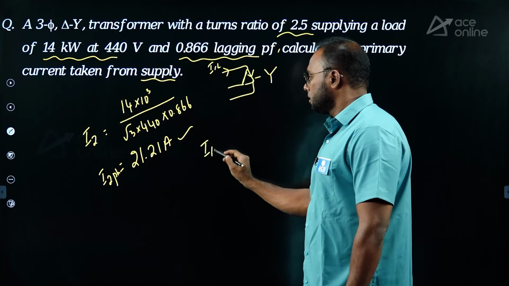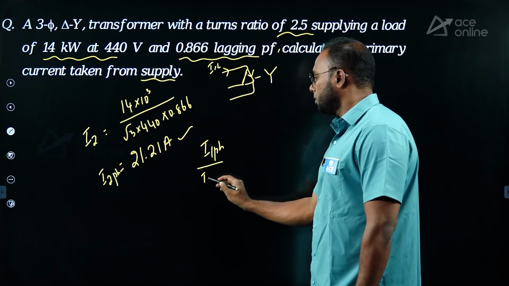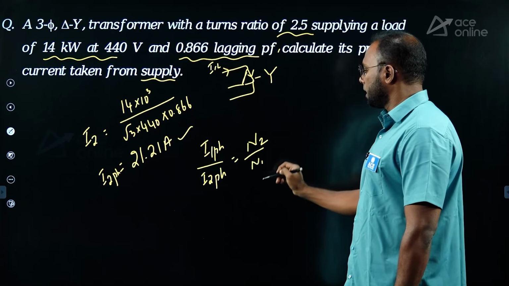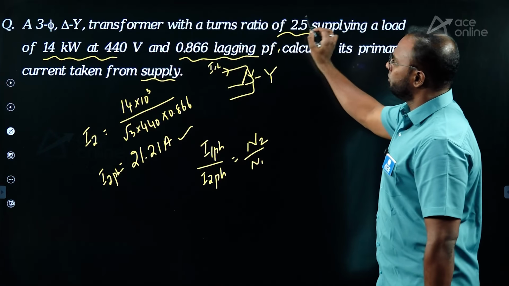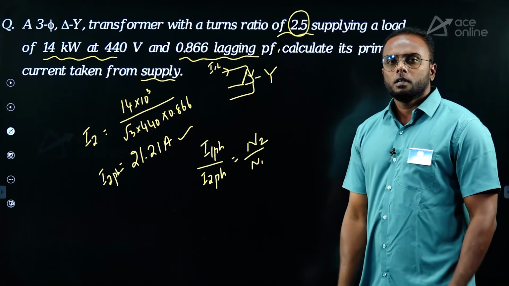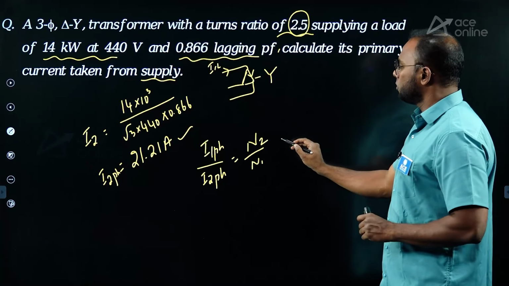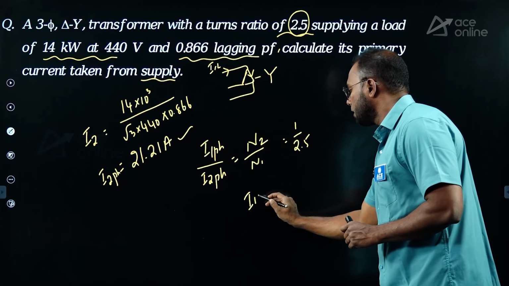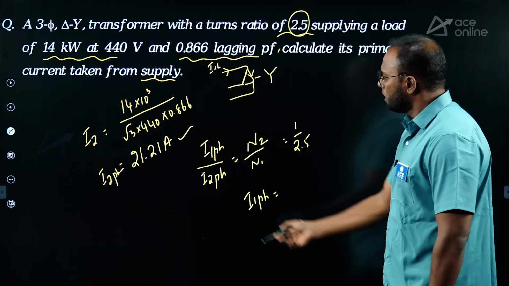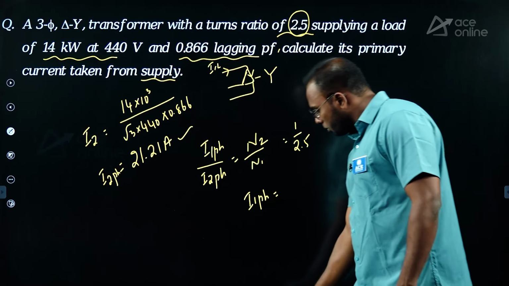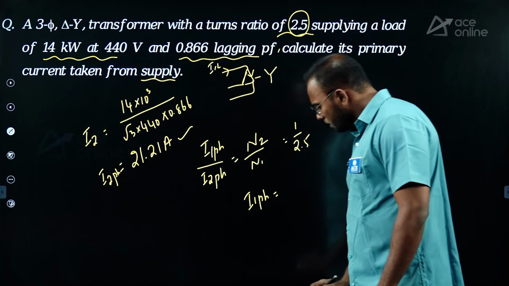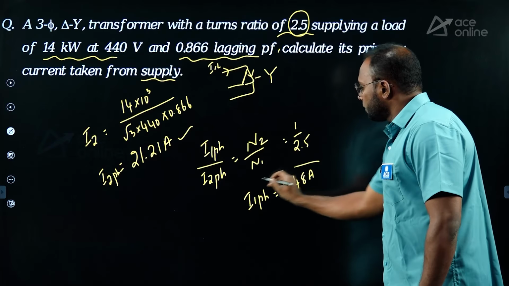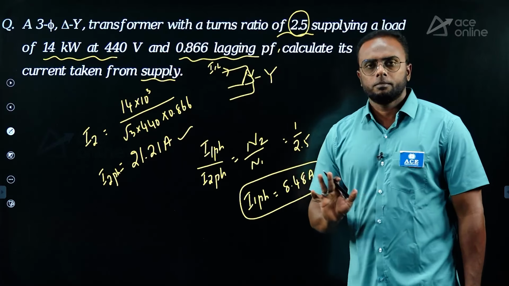Then according to current ratio, I1 phase upon I2 phase equals N2 by N1, the transformation ratio. But given here turns ratio 2.5. Turns ratio is N1 by N2, then what is N2 by N1? 1 divided by 2.5. Simplify this, I1 phase equals how much? This is 21.21 divided by 2.5. It is coming 8.48.